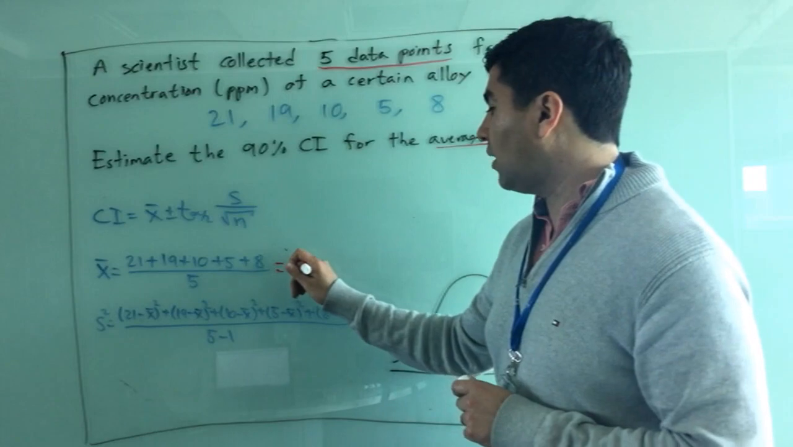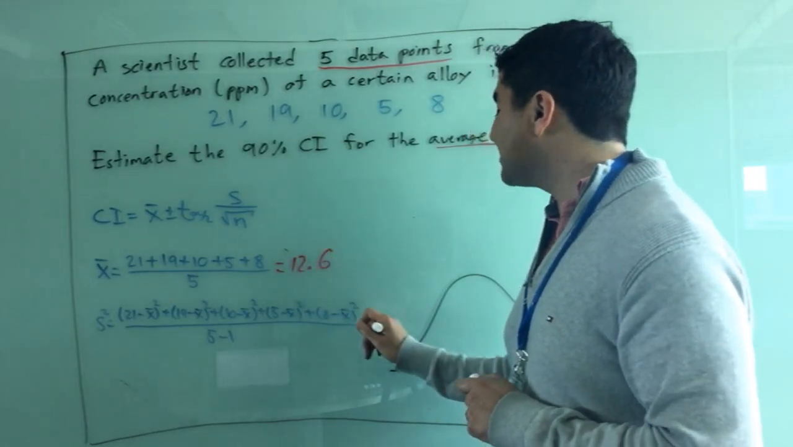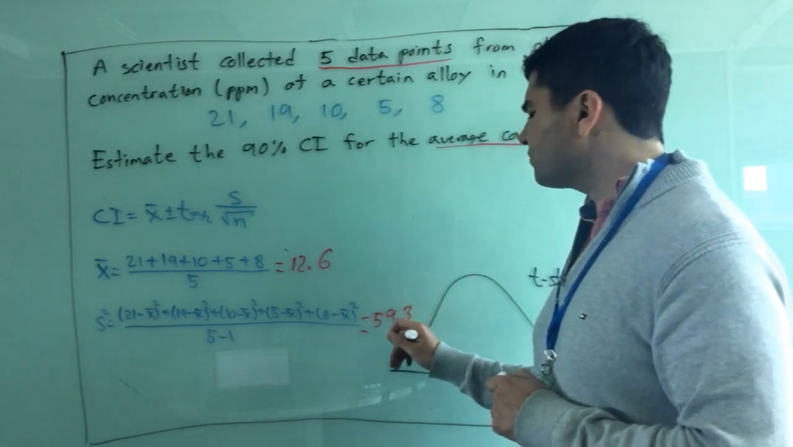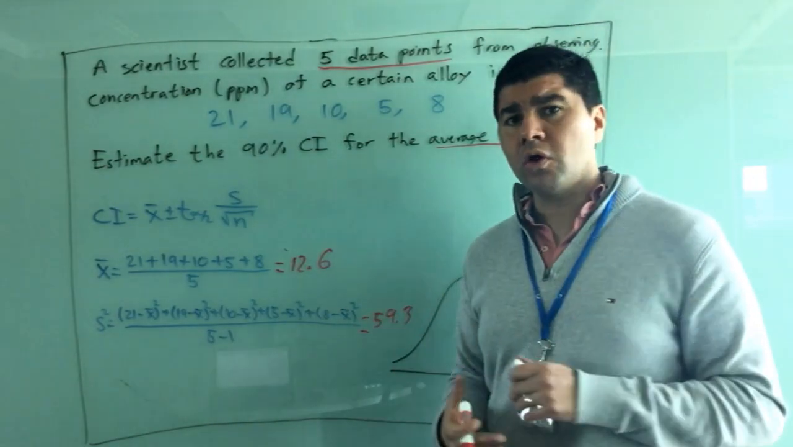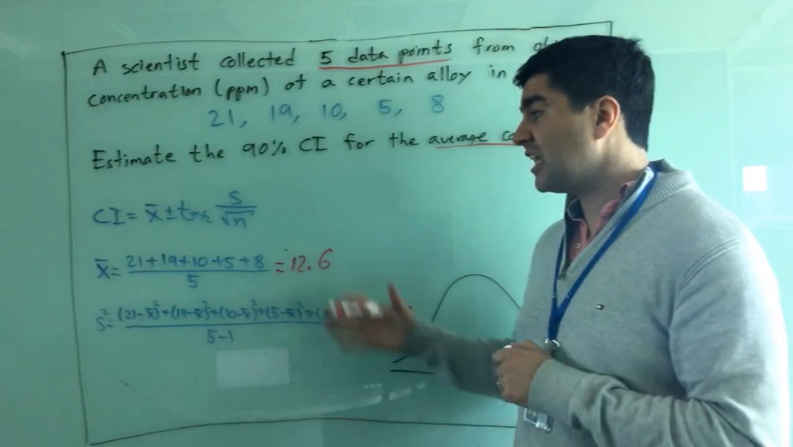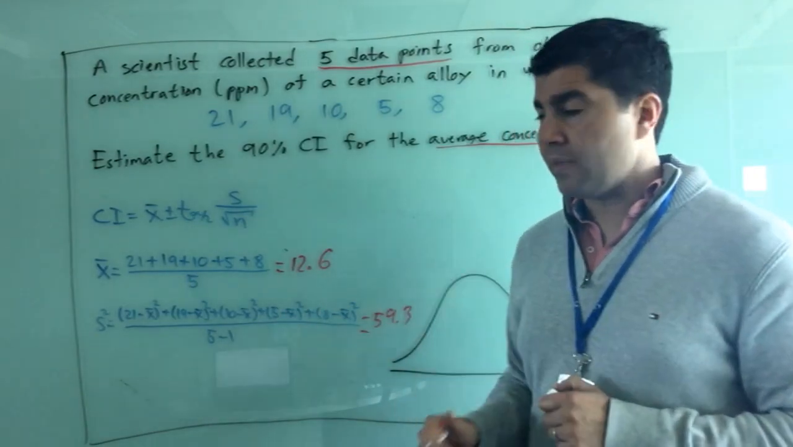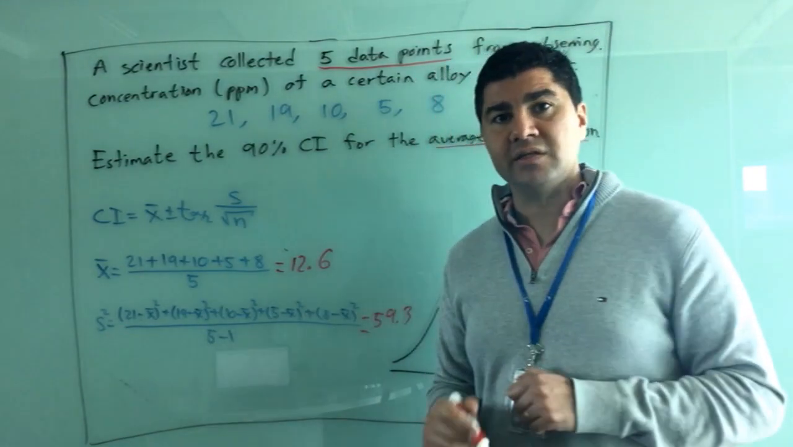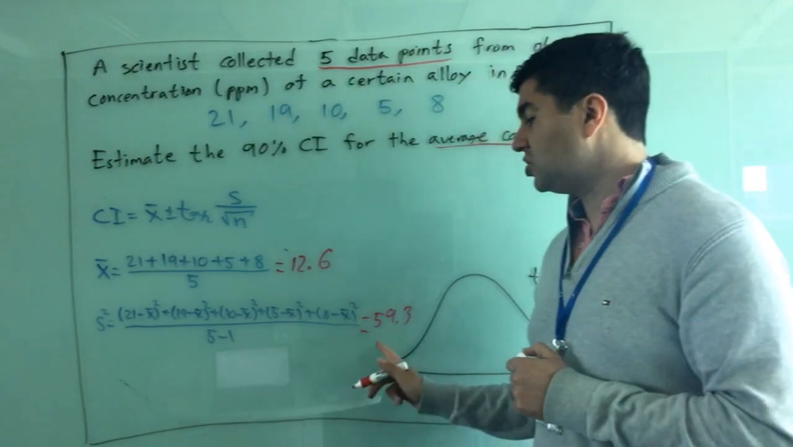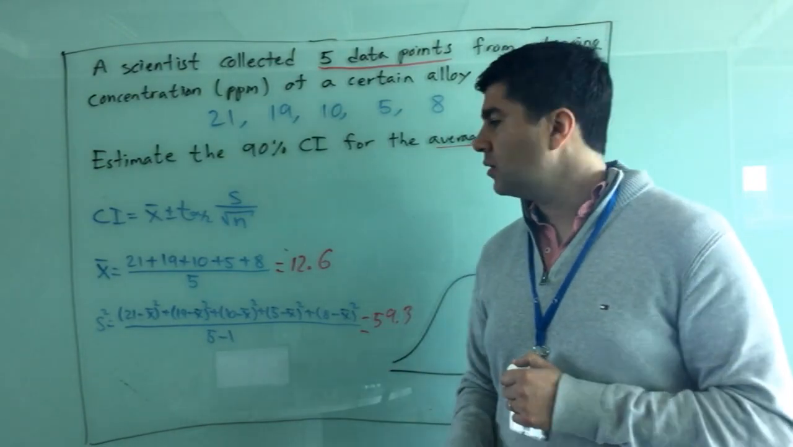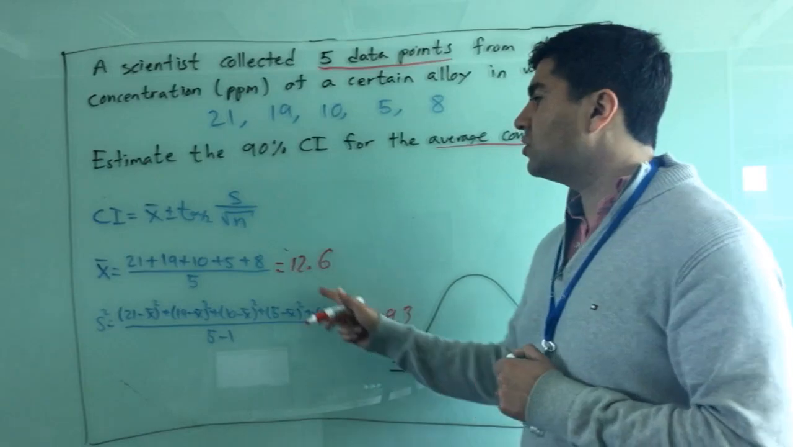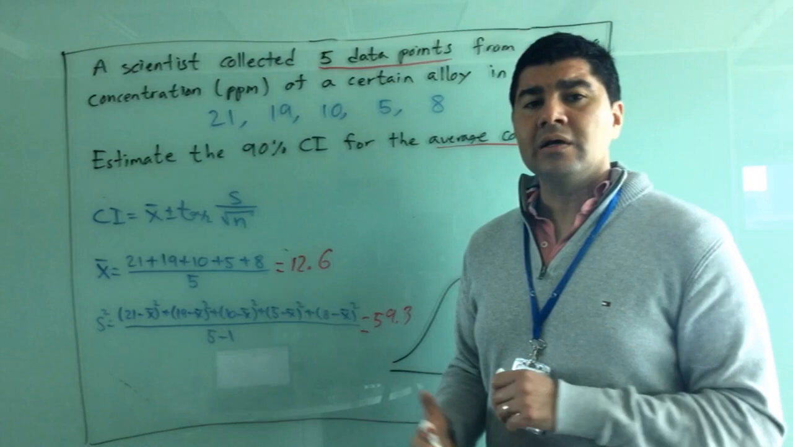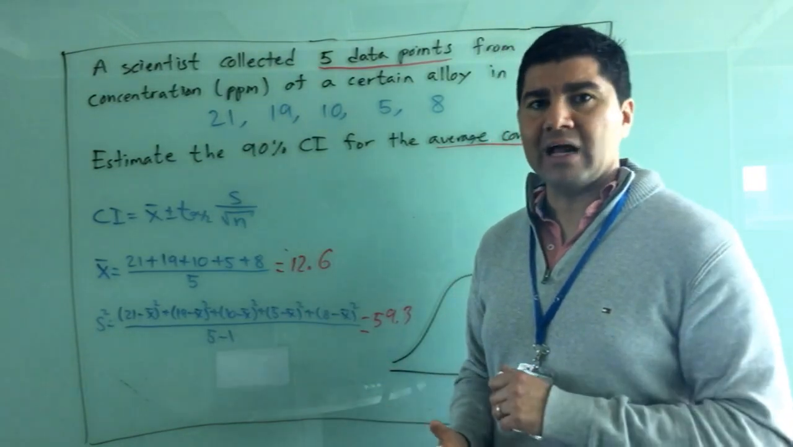X bar is going to be 12.6, while s squared is going to give us a result of 59.3. Please verify it on your own computer, doing this in Excel and checking that we have the same results. Remember that we are here analyzing the variance and not the standard deviation. The standard deviation is just this square root. What we're going to do is to substitute these elements into the formula, but for that, we require the critical value of t alpha halves.